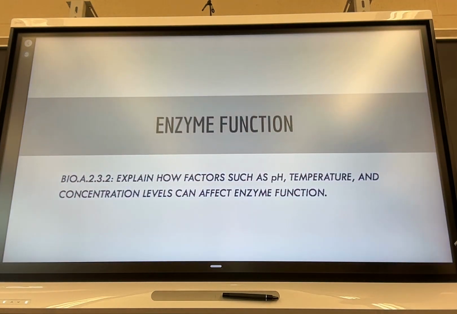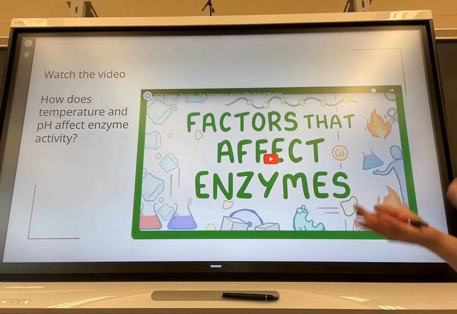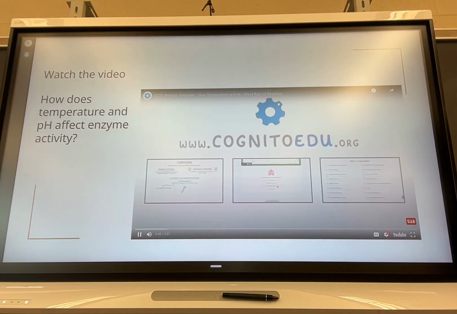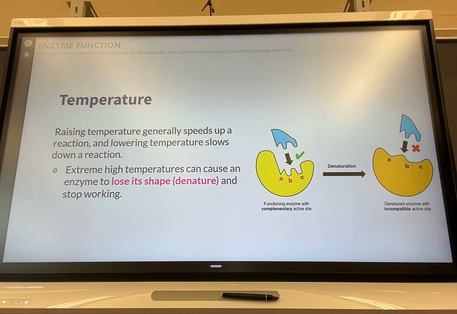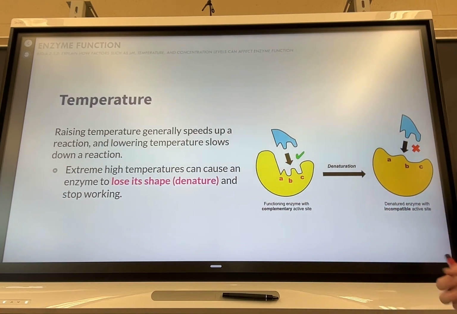Okay, so that's going to lead us into enzyme function. Even though enzymes are really good at their job, they are really picky. There are a couple of different factors in the environment that are going to affect how well an enzyme is going to work. The first one is temperature. Temperature is really important to enzymes because they like a very specific range to work in. If they are too cold, the reaction doesn't happen as fast and the molecules aren't going to be broken up as quickly.